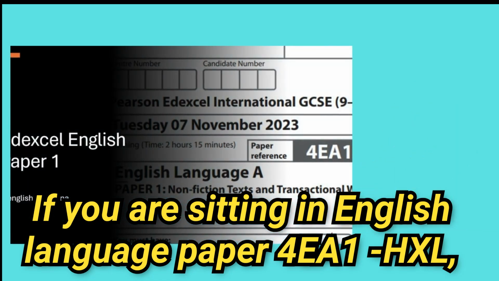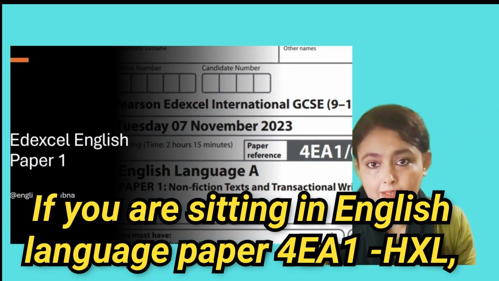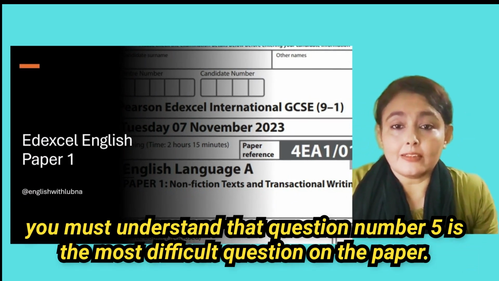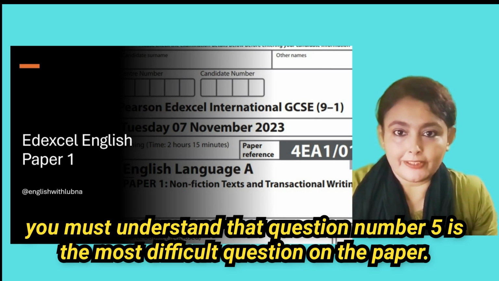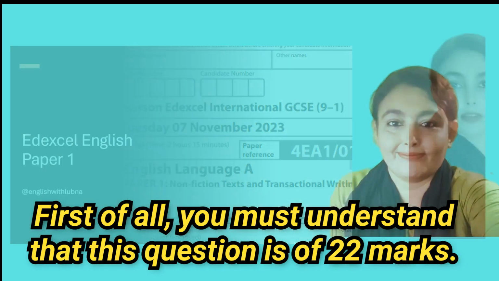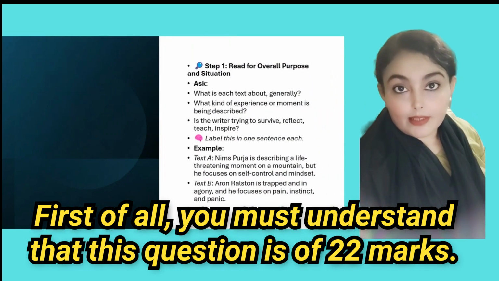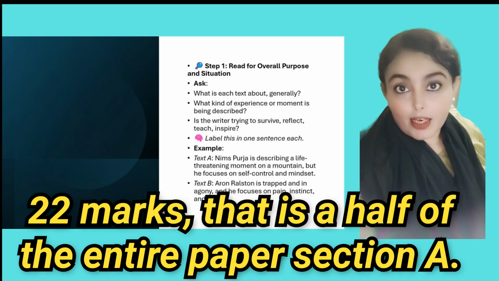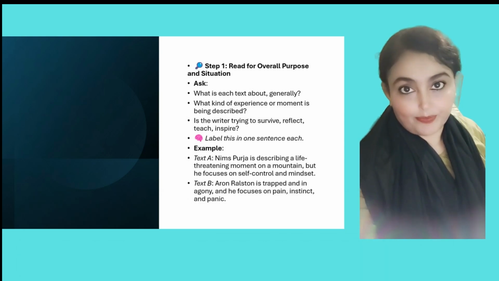If you are sitting in English Language Paper 1 for Edexcel, you must understand that Question 5 is the most difficult question on the paper. First of all, you must understand that this question is worth 22 marks. 22 marks, that is half of the entire paper, Section A.